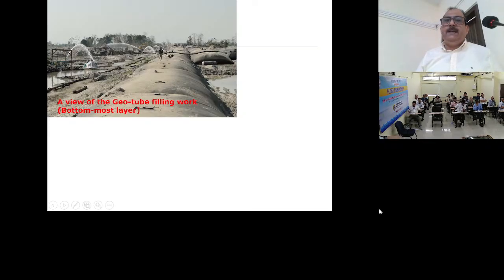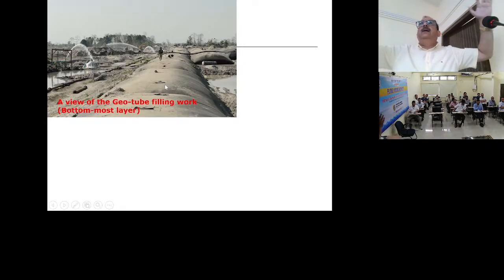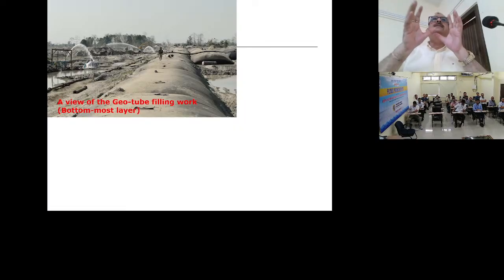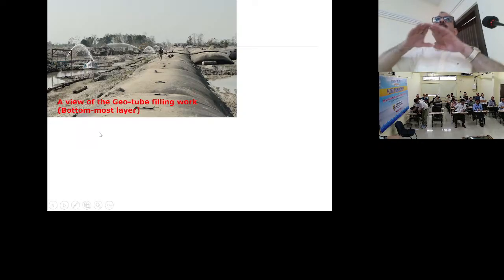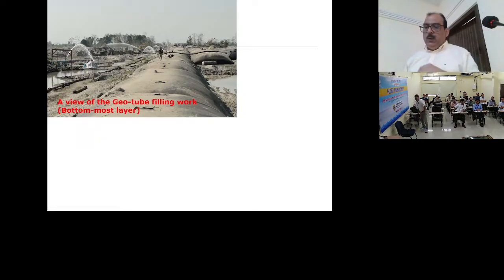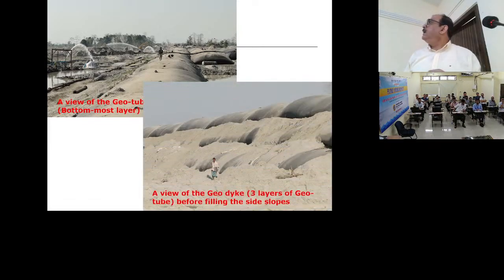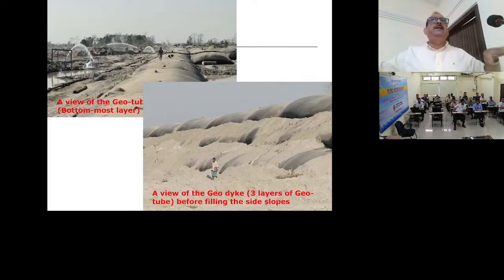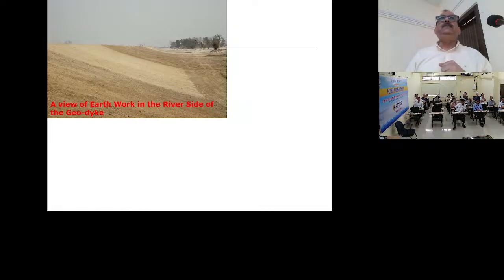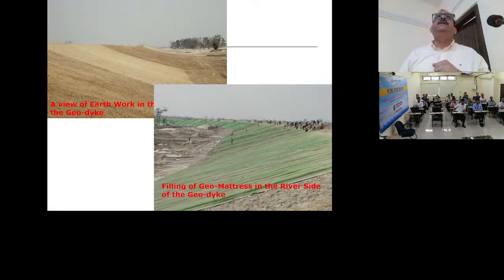See, this is one layer. This is one layer of your bag. This is a very big tube. This is filled up with sand. Now here we have used three such: 1, 2, 3. Three such at the bottom level. Above these, we place another two. Above that, another one. So total three layers. Bottom layer, three geotubes. Second layer, two geotubes. Top layer, one geotube. And then these are filled up with soil. And then geometries is placed.